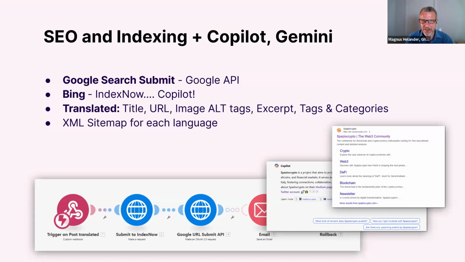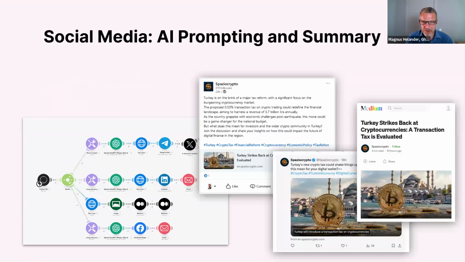So then we have unique sitemaps for each one. That turned out really, really nice. Then social media, of course, with prompting and summary, where we have flows and we quickly push it to any kind of destination: Medium, LinkedIn, Twitter. That also happens almost instantly. It's really nice.